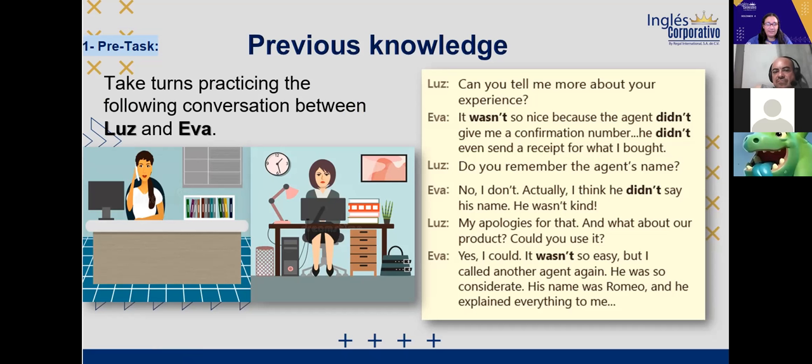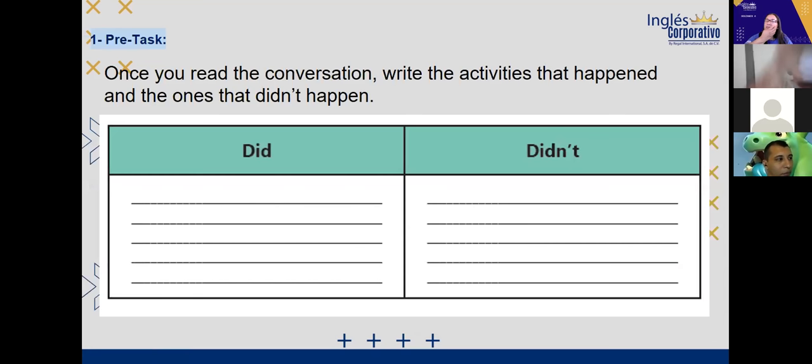Vaya, de esta conversation tienen una actividad. Es lo mismo de su manual, okay? It's the same exercise on your manual. Just once you read the conversation, write the activities that happened and the ones that didn't happen. Después de haber leído, practicado y descifrado la conversation, ustedes van a escribir en este cuadro las actividades que sí sucedieron y las actividades que no sucedieron. O sea, las oraciones que están en affirmative son las que sí sucedieron, did. Y las que están en negative son las que no sucedieron, right? So, he didn't send me a receipt, or he didn't send me the confirmation. Eso es lo que no sucedió. Entonces, affirmative, what happened? And negative, what didn't happen? ¿Está claro? Is it clear?